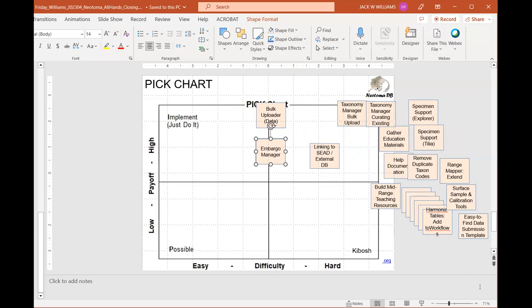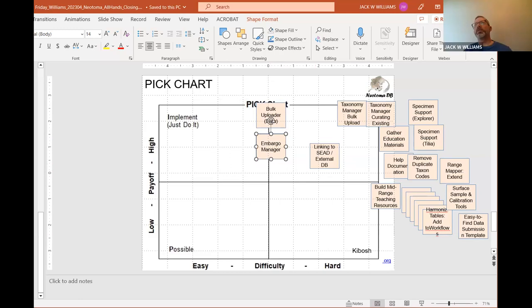For ethical reasons, I would move it higher in terms of payoff. Especially when we are talking about bringing in more international groups, I think that open science goals notwithstanding, there are issues of equity in terms of data sharing that we need to recognize and address. And I think the embargo manager helps with that. So I think the payoff is maybe higher than just straight numbers would indicate. And so I would move it closer to bulk uploader, knowing that we have all these other things to put in there as well. Okay. So I can nudge up a little bit more.